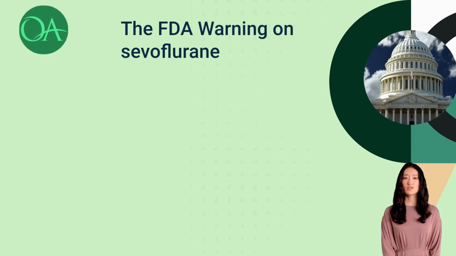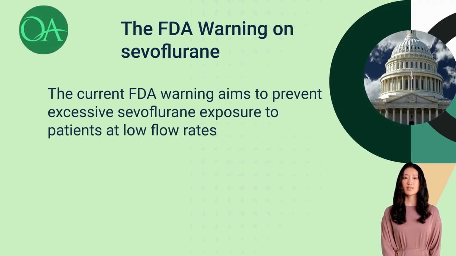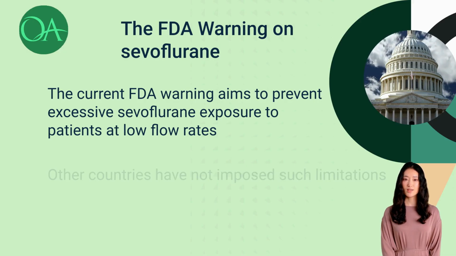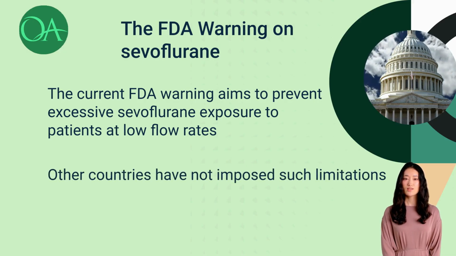In 1995, the U.S. Food and Drug Administration, FDA, recommended using sevoflurane with fresh gas flow rates of at least 1 liter per minute for exposures up to 1 hour and at least 2 liters per minute for longer exposures to minimize the risk of renal toxicity from Compound A. While this warning exists in the United States, other countries do not necessarily adhere to the same cautionary labeling, with low-flow techniques involving sevoflurane being a widely adopted practice internationally.